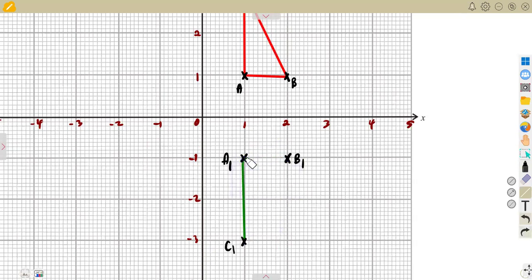So just make sure you draw properly. You join this using your ruler.